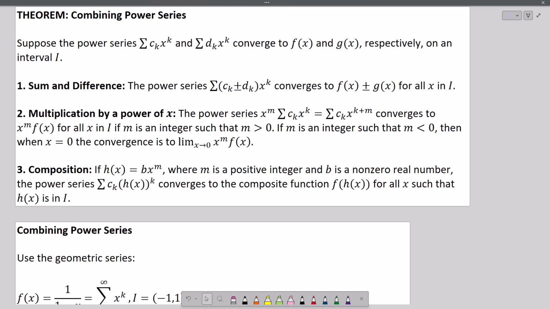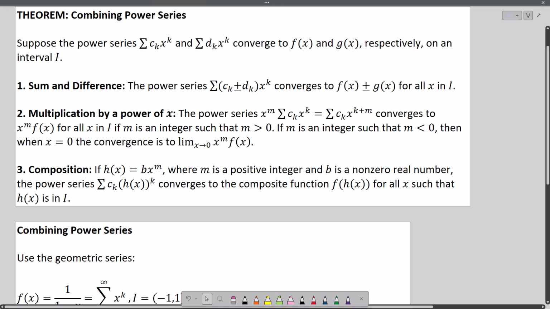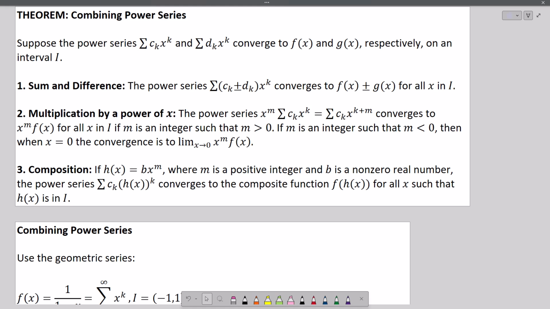And whatever the interval of convergence is, if both of those series have the same interval of convergence, this new sum or difference, same interval of convergence. So if we start with 2 power series that have an infinite radius of convergence, we end with a sum or difference that still has that infinite radius of convergence. So that one's the easy one.